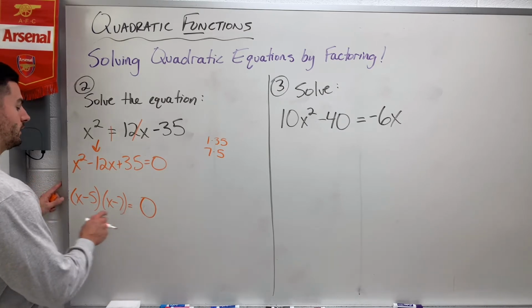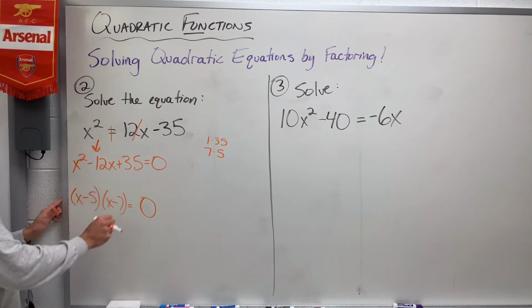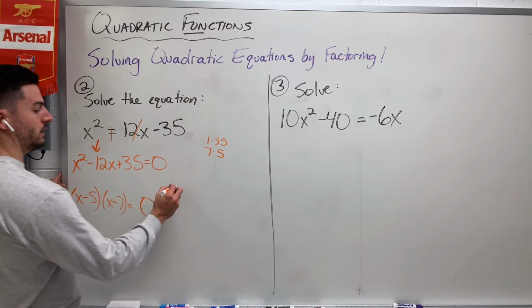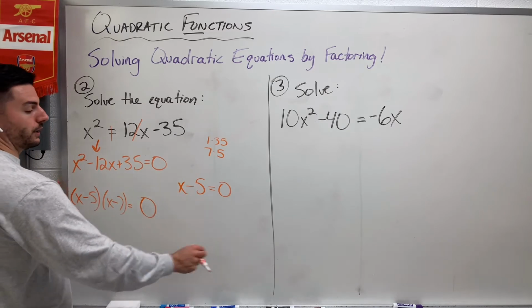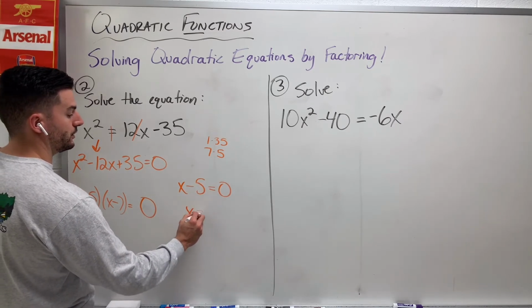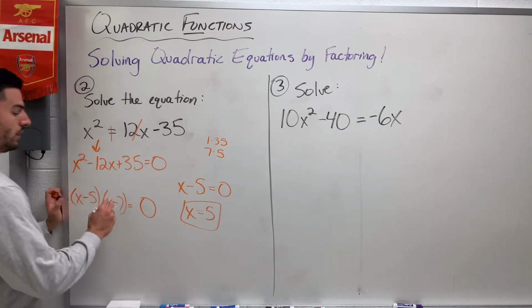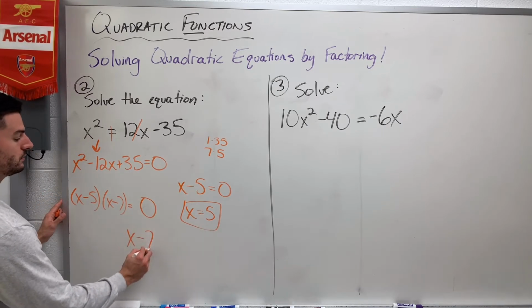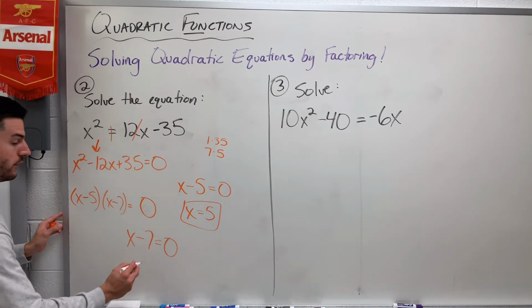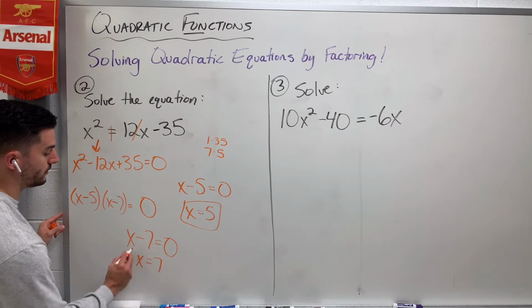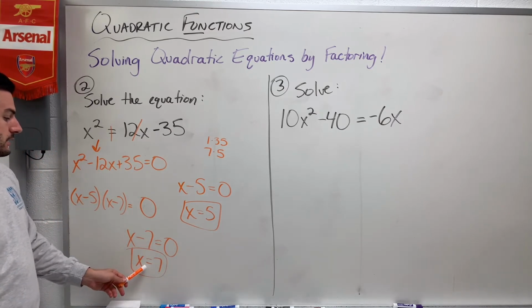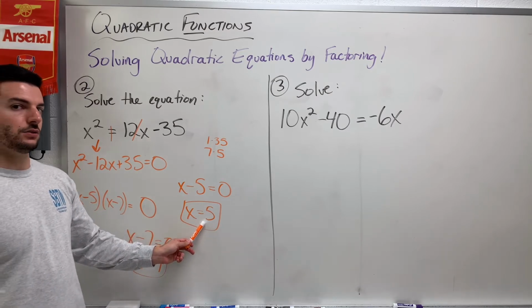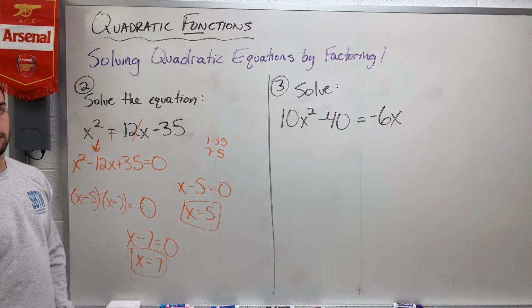Again, what I'm wondering is, one of these groups has to be equivalent to 0 for this to be true. So if x minus 5 equaled 0, you would add 5 to both sides, and x could equal positive 5. Or if the other group was equal to 0, you'd add 7 to both sides, and x could equal positive 7. So your two answers for this problem would be x equals 7 or x equals 5. Two different answers for this.